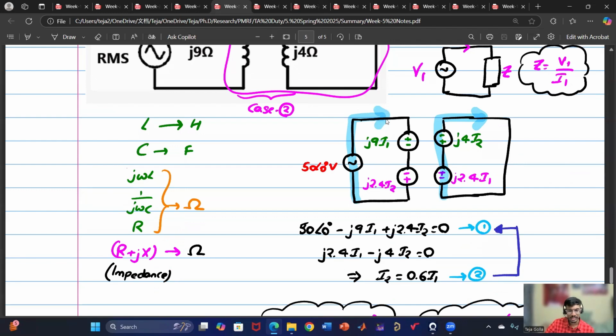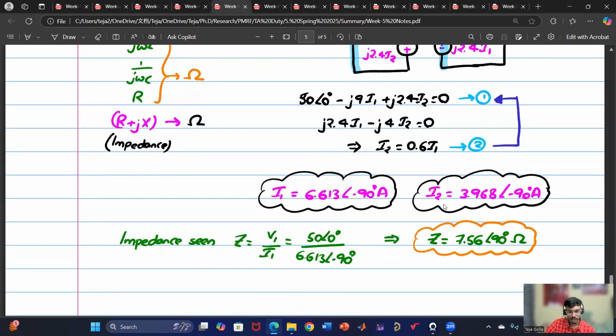So basically we have to find this current I1, and then I have solved for I1, and then the impedance seen by the source is V1 by I1. So this is the overall impedance. So basically, if you solve all the problems that we have discussed, then you will be able to score good marks in the final exam.